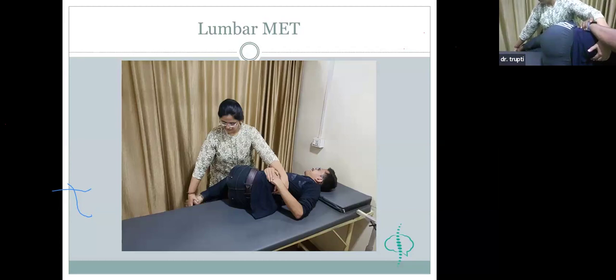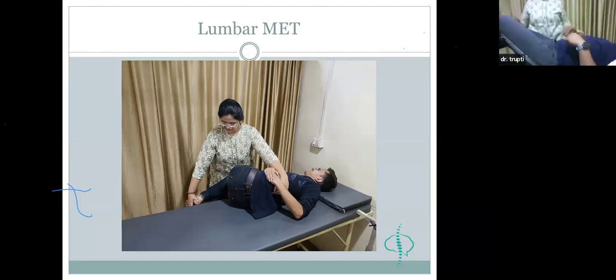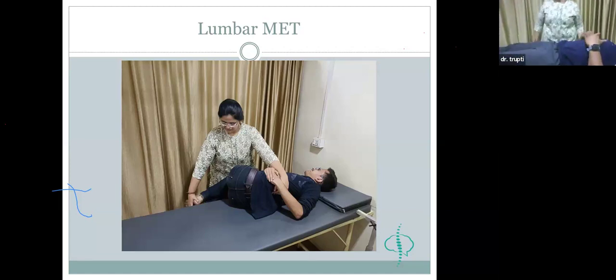Press it down. 1, 2, 3, 4, 5, 6. Relax. Press it down. 1, 2, 3, 4, 5, 6. Relax. Press it down. 2, 3, 4, 5, 6. Relax. So this was for opening dysfunction of lumbar spine.